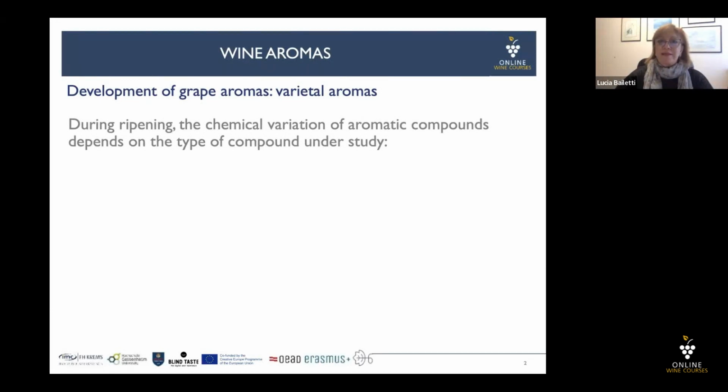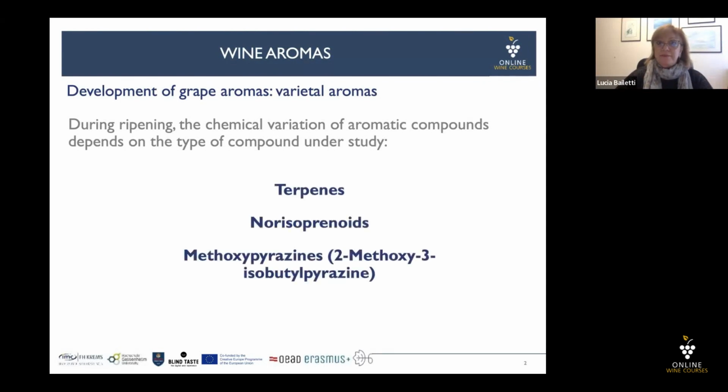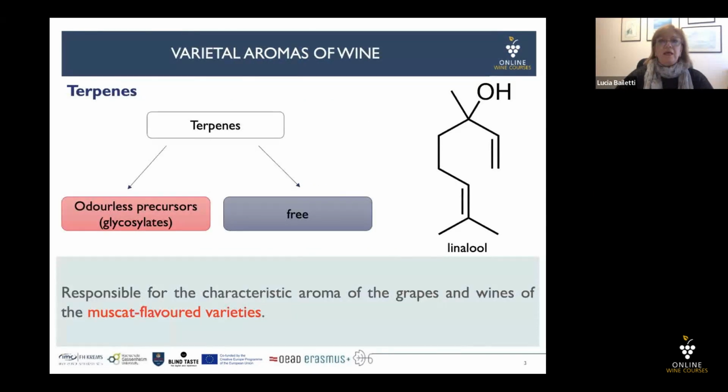Development of grape aromas are recognized as varietal aromas. During ripening, the chemical variation of aromatic compounds depends on the type of compound under study. For example, terpenes, norisoprenoids, methoxypyrazines. Varietal aromas of wine come from terpenes, especially in muscat flavored varieties. We have terpenes, odorless precursors or free, that are responsible for the varietal aromas of wine.